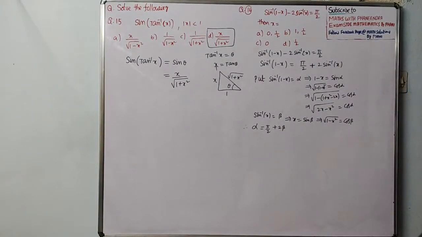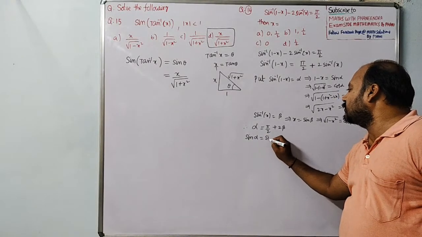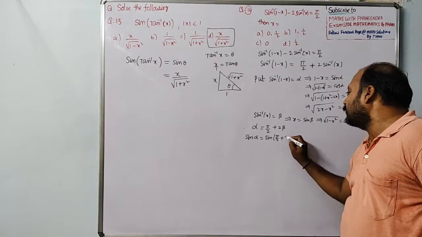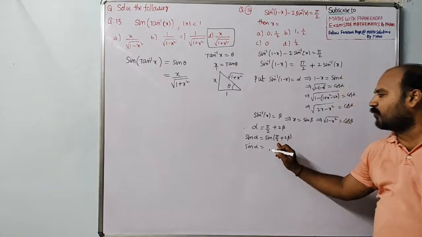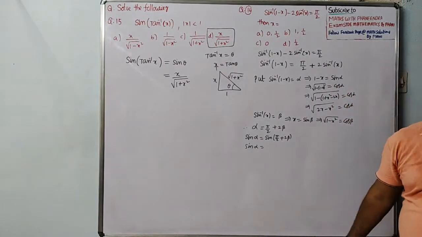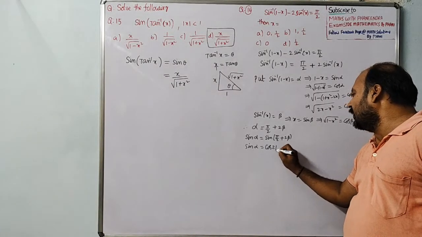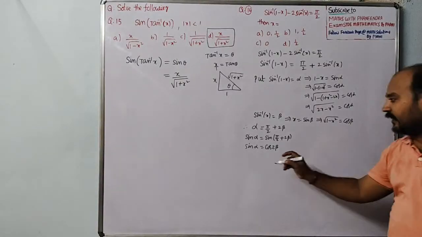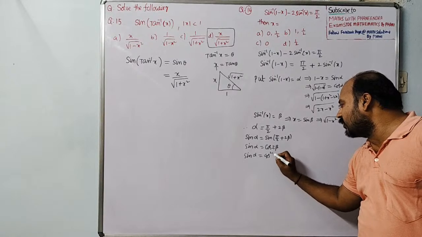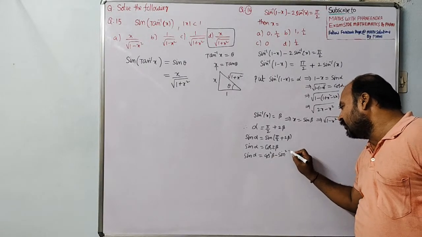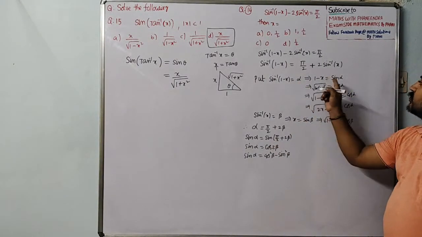So taking sin on both sides, sin alpha equal to sin of pi by 2 plus 2 beta. So sin of pi by 2 plus theta is cos theta, so sin alpha is equal to cos 2 beta. Cos 2 beta means cos square beta minus sin square beta. Not only this formula, whatever formula you want, we can substitute. Sin alpha equal to 1 minus x.